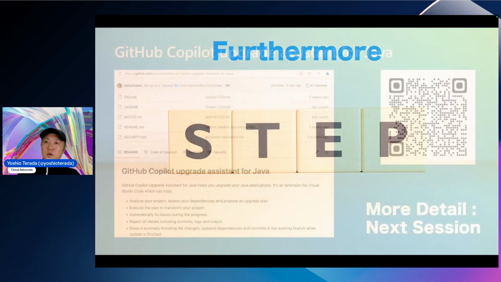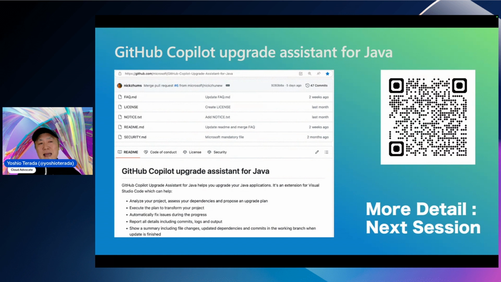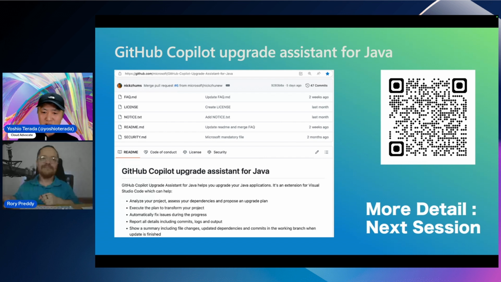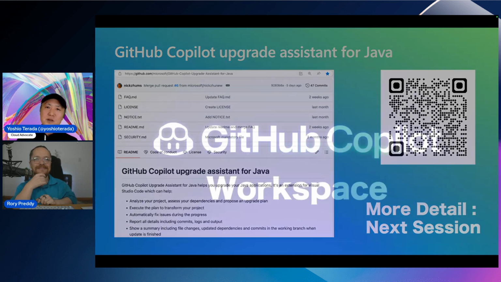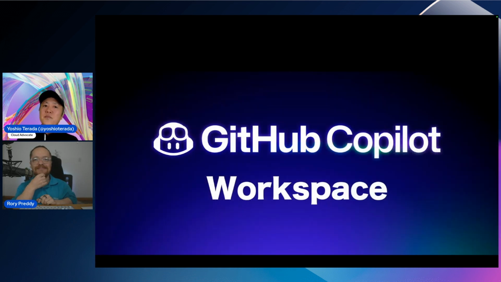Furthermore, for Spring developers and other tools, GitHub Copilot upgrade assistance for Java is available, and more detail will be provided in the next session. So please see the next session. And in this session there's no time. However, GitHub Copilot Workspace is also very, very useful. So please try to use GitHub Copilot Workspace too.